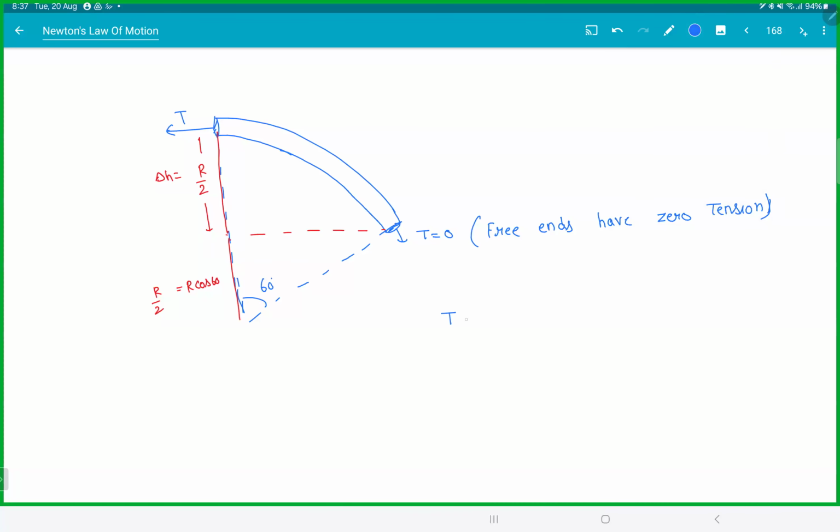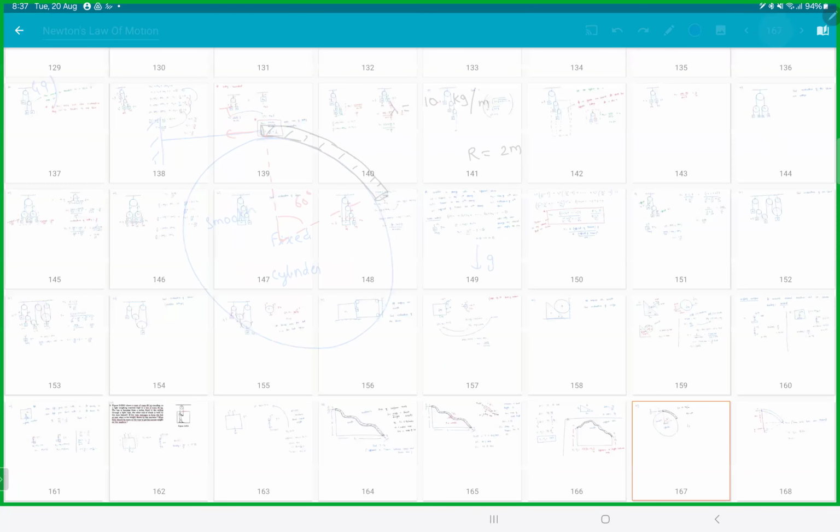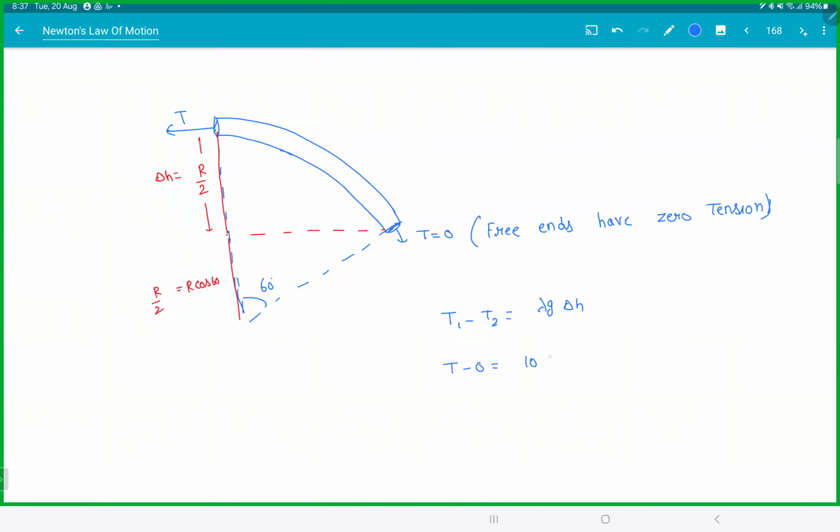So you're done. T1 minus T2 is equal to lambda g times the difference in height. So T1 is T, this is 0. Lambda is 10 kg per meter, g is 10, and delta h is R by 2, and R is 2. So T is 100 newtons.